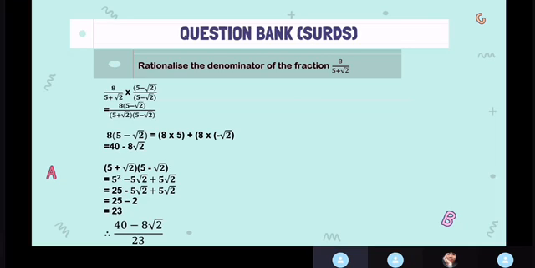For the denominator, we have 5 plus root 2 multiplied by 5 minus root 2, which gives us 5 squared minus 5 root 2 plus 5 root 2. Then we expand and we get 25 minus 5 root 2 plus 5 root 2, minus 2. And then we have 25 minus 2, which gives the answer 23. Therefore, we can now reform our fraction, giving our final answer as 40 minus 8 root 2 over 23.